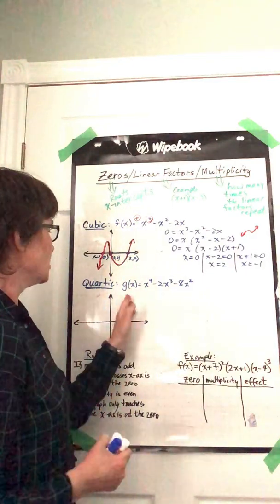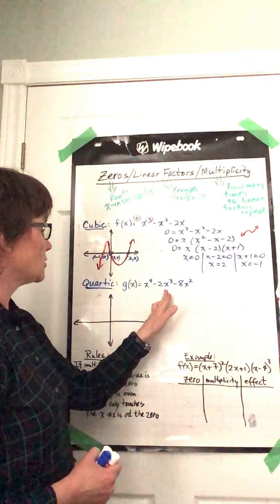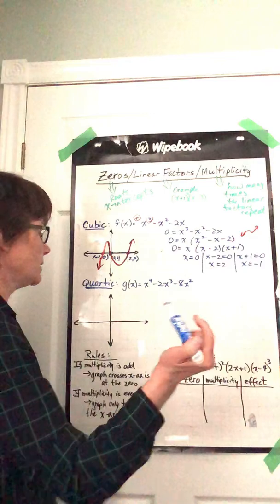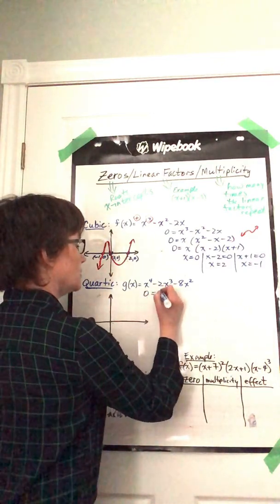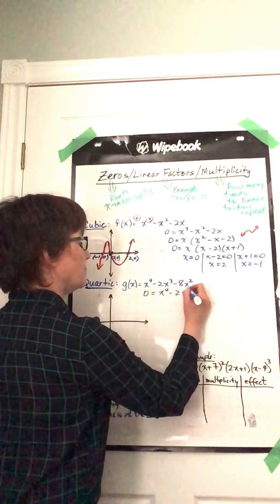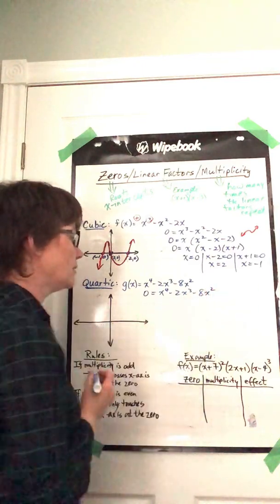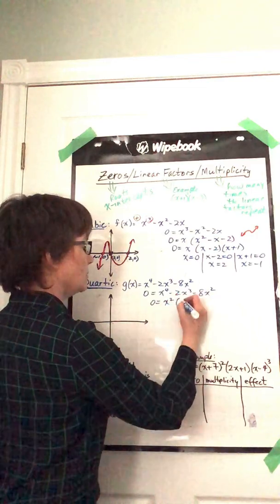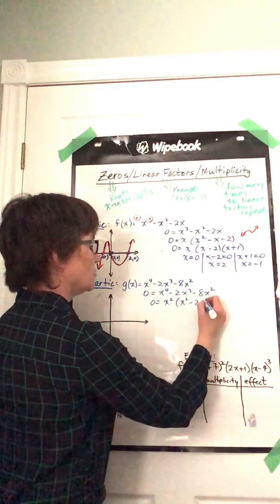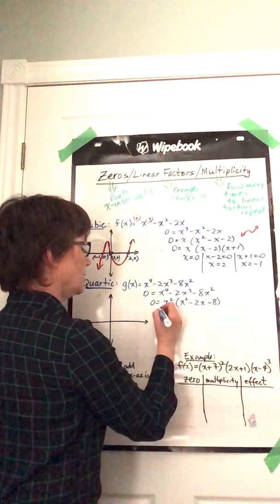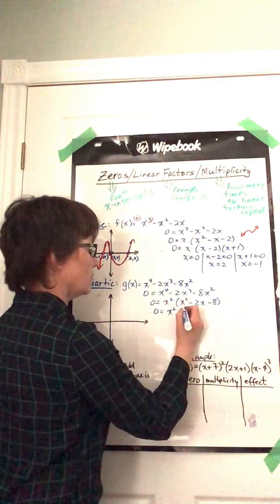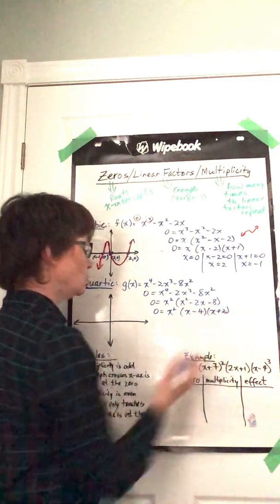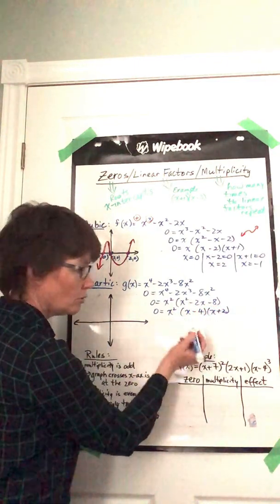All right, now, g of x equals x to the power of 4, subtract 2x cubed, subtract 8x squared. Again, let's try to find algebraically the zeros here. So set y equal to 0. And again, here we happen to have a common factor. It's x squared this time, which leaves us with x squared minus 2x subtract 8, which is a quadratic that we can factor. x minus 4, x plus 2.